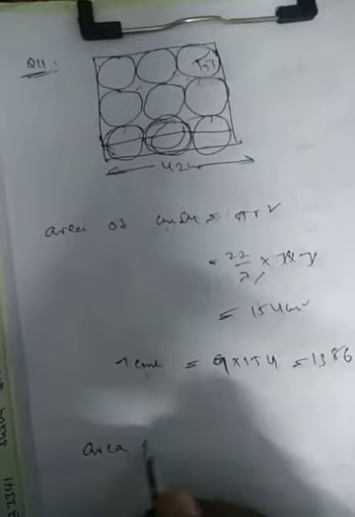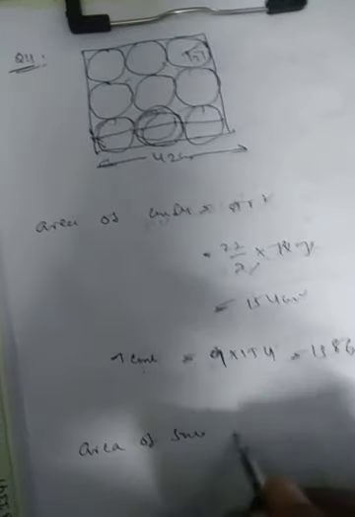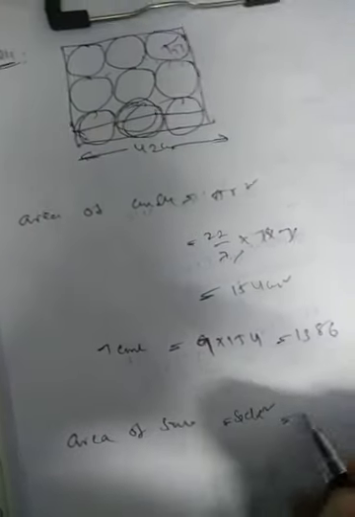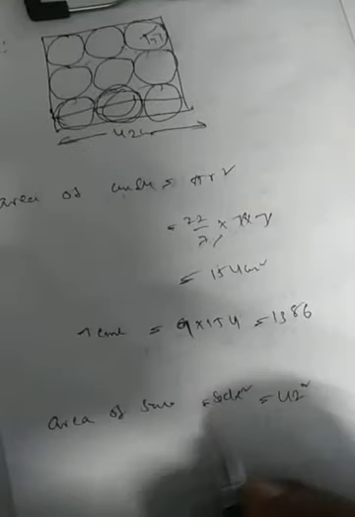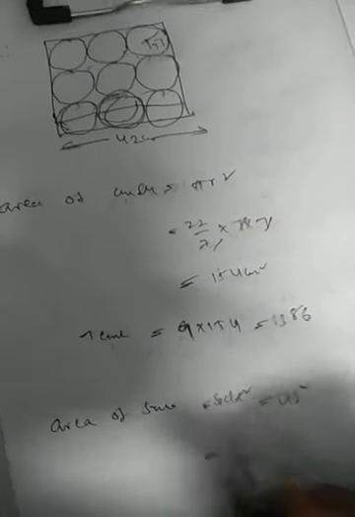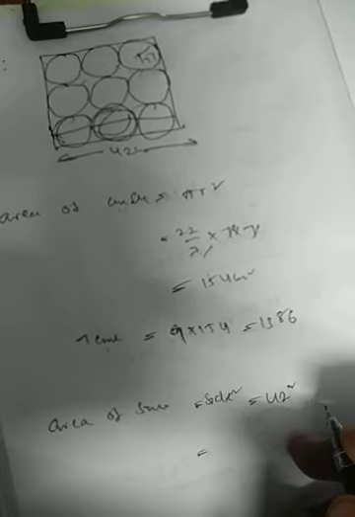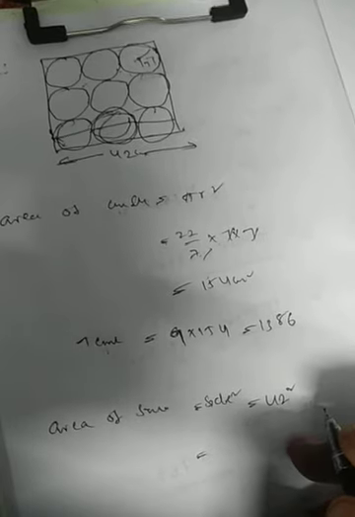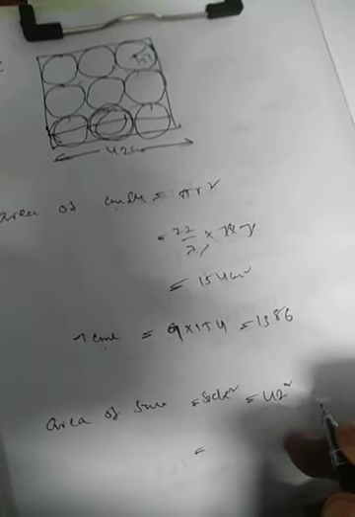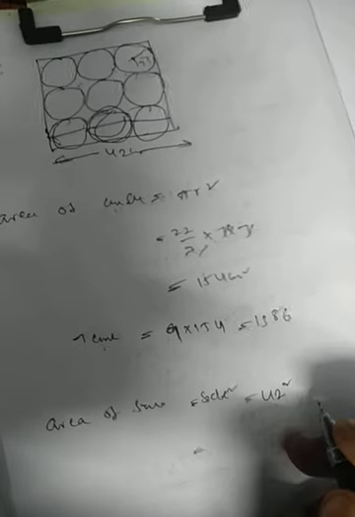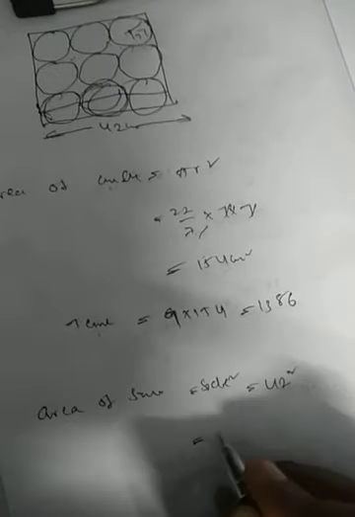Next, we have to calculate the area of the square. Area of square is side square. What is the length of the side here? 42. So 42 square: 40 square is 1600, plus 2 square is 4, 1604, plus 40 twos are 80, 80 twos are 160, 164, so 1764. I have written it as 40 plus 2 whole square, using a plus b whole square is a square plus b square plus 2ab.